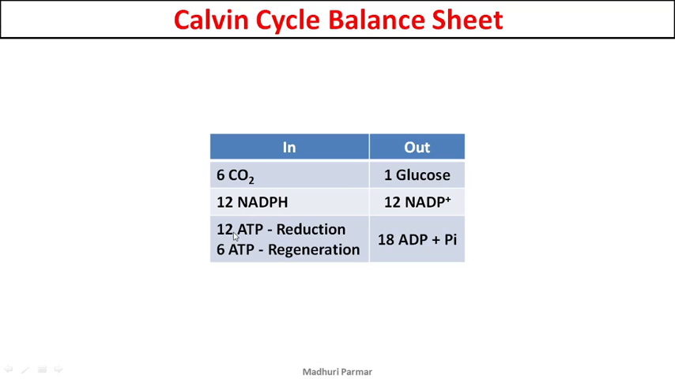So 12 ATP are used in reduction. Remember, for conversion of phosphoglycerate to 1,3-bisphosphoglycerate. And 6 ATP are used in regeneration of ribulose bisphosphate. Clear? So 12 plus 6 gives you 18. 18 ATP are used and you get 18 ADP. So this is the whole balance sheet of your Calvin cycle. You require 6 carbon dioxide, 12 NADPH and 18 ATP to make one molecule of glucose.